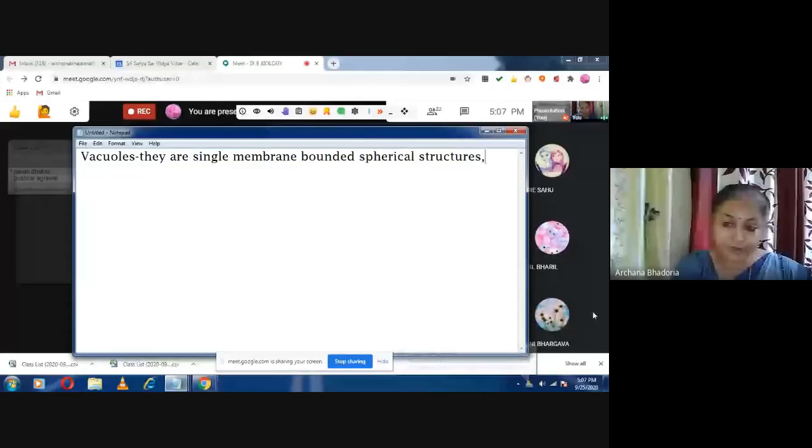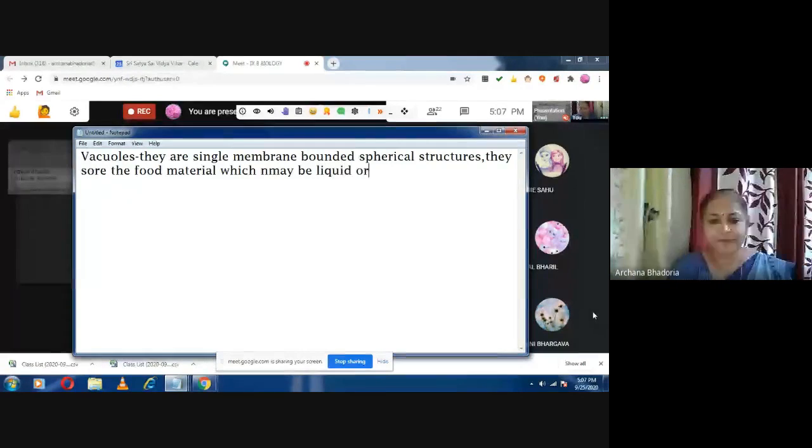They store the food material, which may be liquid or solid. Okay, now we will try to understand specifically in the different cells what they are doing.